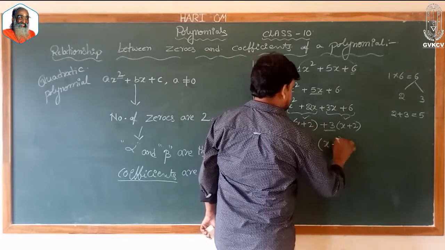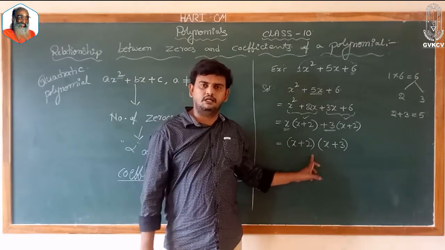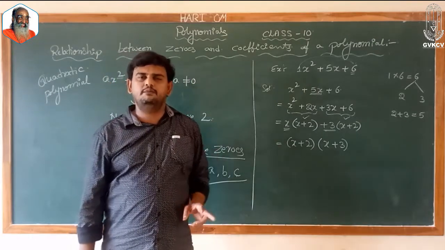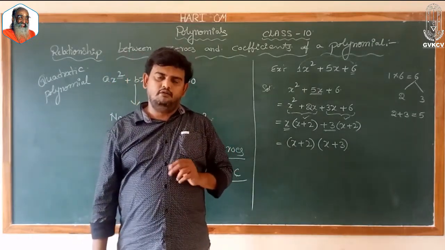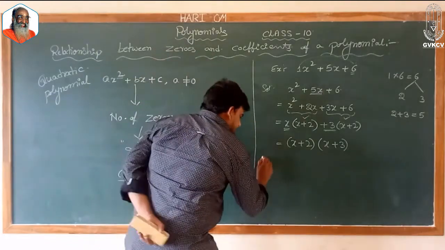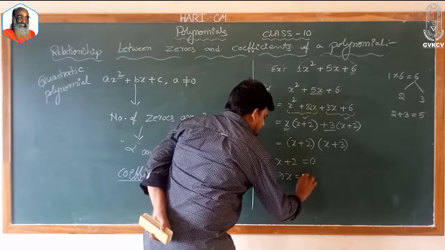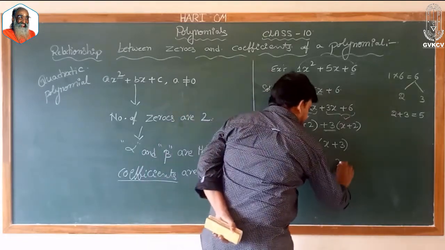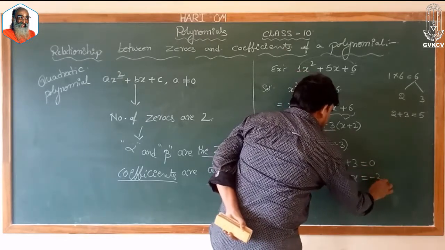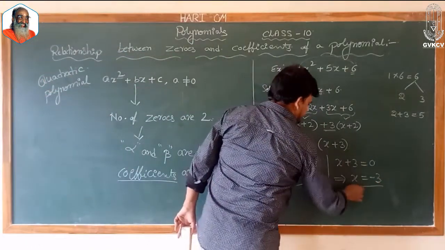So x plus 3. What are these? These are nothing but factors of the polynomial. For every second degree polynomial we have two factors. When we have two factors, it means that we have two zeros of a polynomial. That is, x plus 2 is equal to 0, that implies x is equal to minus 2. x plus 3 is equal to 0, that implies x is equal to minus 3. These are the zeros of a polynomial.